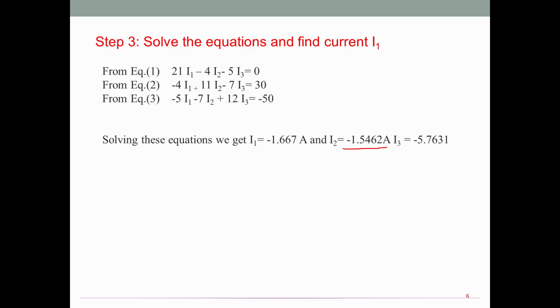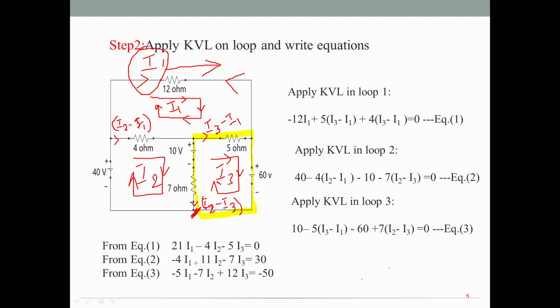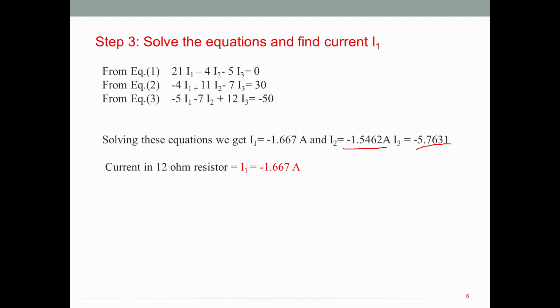Have a look at the I2 current, which is minus 1.5462, and I3 current, also minus 5.7631. That means the current direction I have chosen here is also wrong. I2 direction I have chosen clockwise, but actually it is anti-clockwise. I3 direction I have chosen clockwise, but it is actually anti-clockwise. So anyhow, I got the correct answer at the end, but the only change I have to make is that my assumption is wrong. But it doesn't matter, you'll get the answer correct.